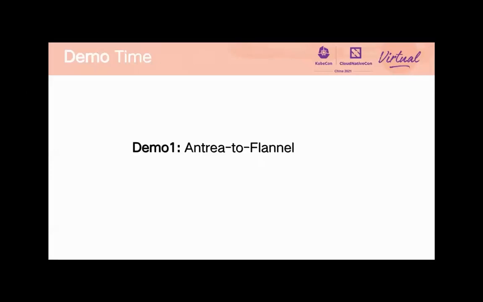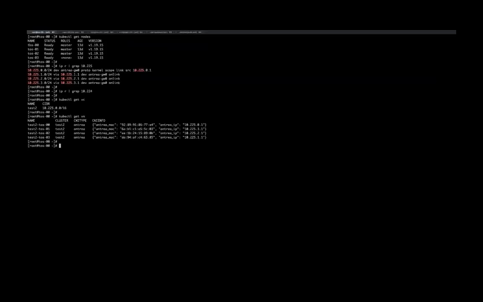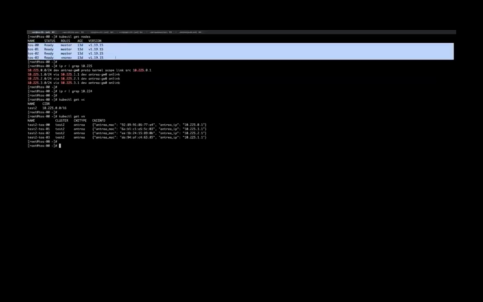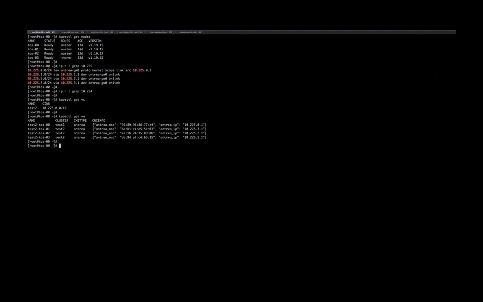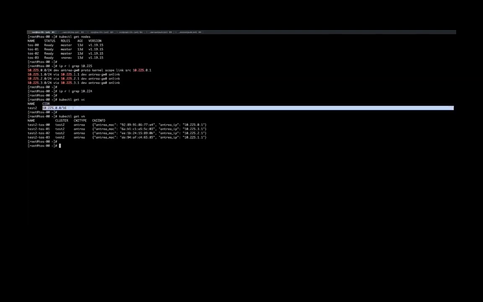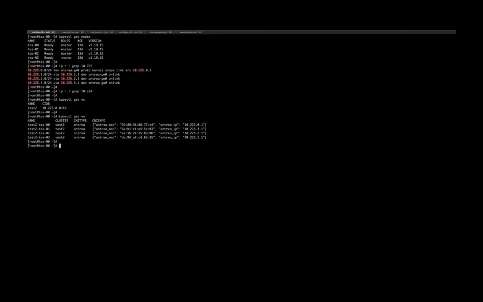The second demo will show you how to connect the network between Antrea and the Flannel clusters. Look at the first cluster. There are 4 nodes. Next, look at the host route. You can see that there are some host routes for every node, and also confirm that there are no other host routes. The name of the cluster 1 is test2, and its IP block is 10.225. There are 3 Win resources. All of them belong to the test2 cluster.